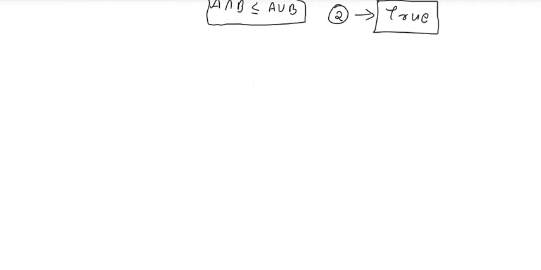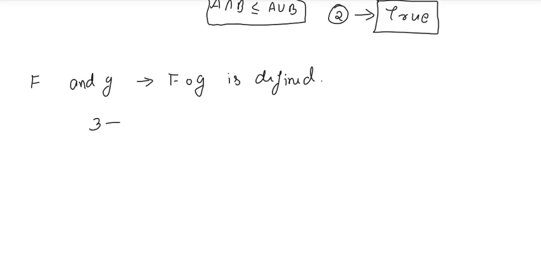here for statement third, for all functions f and g, the composition f of g is defined. This is our statement third. So the given statement is false. So the third point is false.